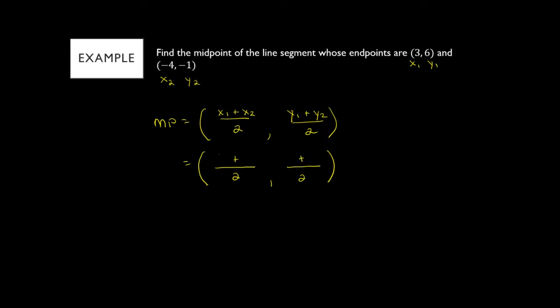So x1 I have labeled as 3, x2 is -4, y1 is 6, y2 is -1. It's really easy to accidentally put the wrong numbers here, so that's why I label my points so that I can double check and make sure that I'm plugging the correct number in.